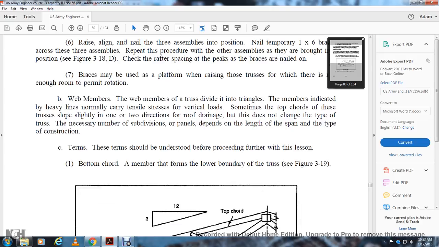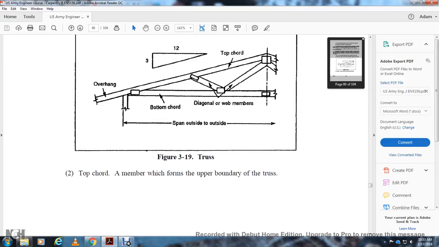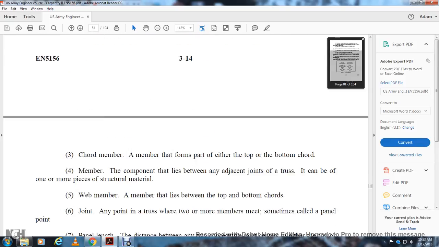Bottom chord, the member that forms the lower boundary of the truss. The bottom chord is the bottom part of the truss, and the diagonal web members run diagonally from the bottom chord to the top chord and from the top chord to the bottom chord. Overhang is the part over the top of the side of the bearing member. Top chord, the member that forms the upper boundary of the truss. Chord, a member that forms either the top or the bottom of the truss.